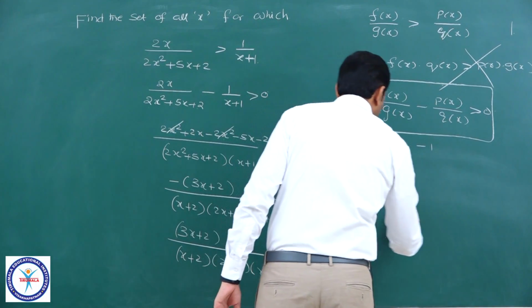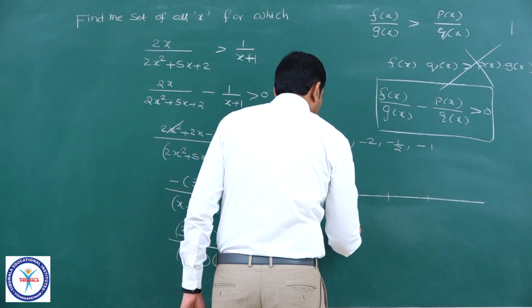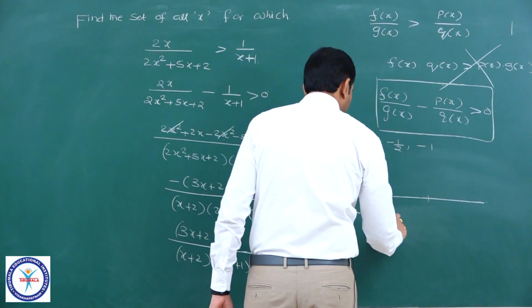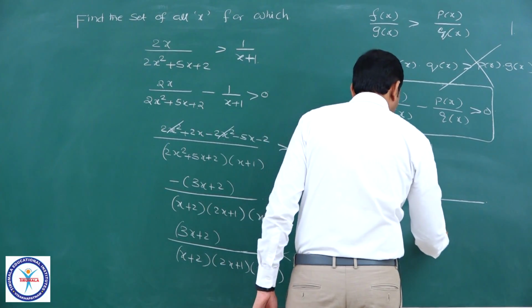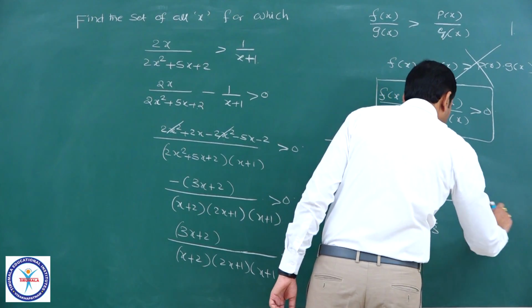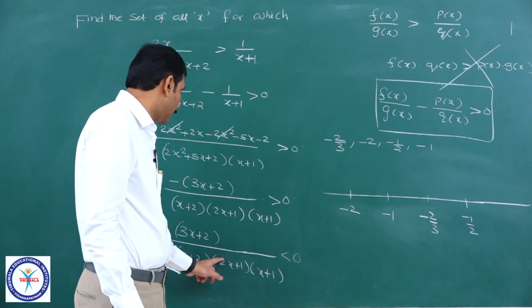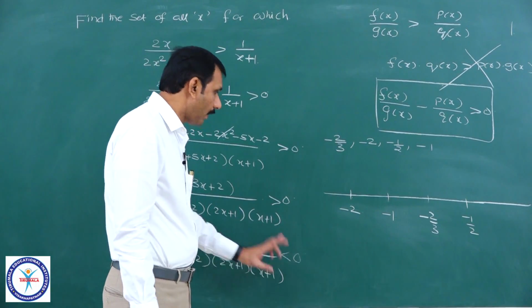Yes, take a real line and arrange them in increasing order: minus 2, minus 1, minus 2 by 3 and minus 1 by 2. Right. Observe this. The powers of all these are 1 only, and equality is also not there.